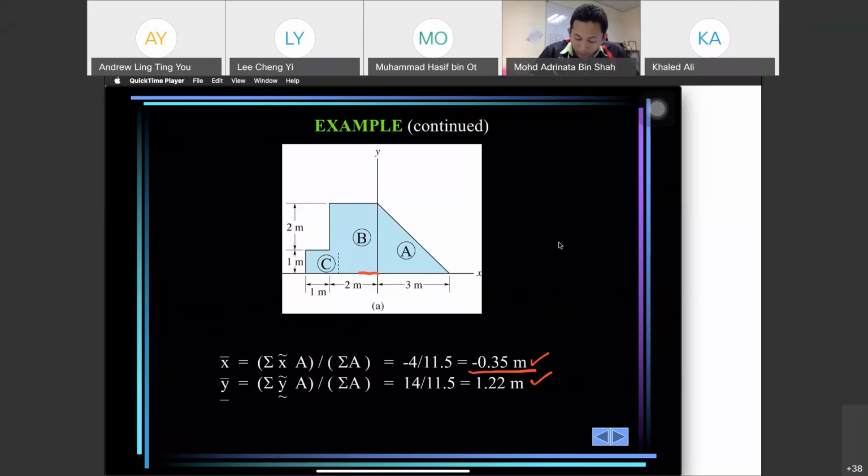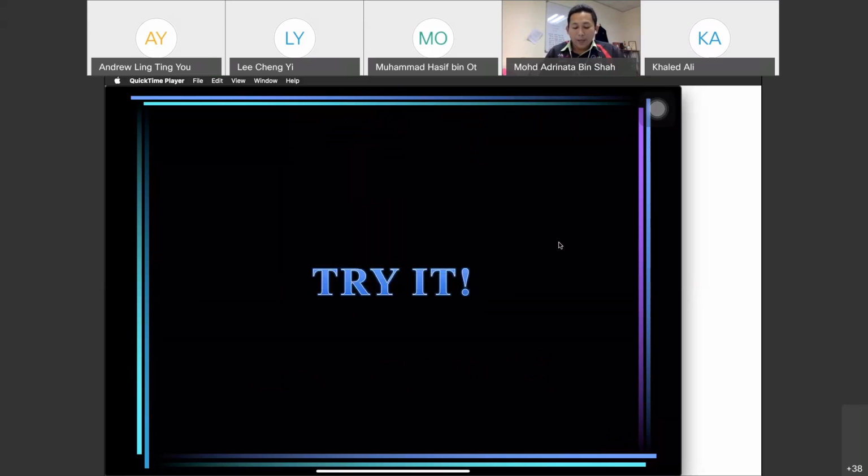Measured from here, this one is 1 meter. So negative 0.35 is at this line. And y bar is 1.22 meter. So we have 1 meter here, 2 meter, 1.5, 1.2. So this is our centroid for the whole body.